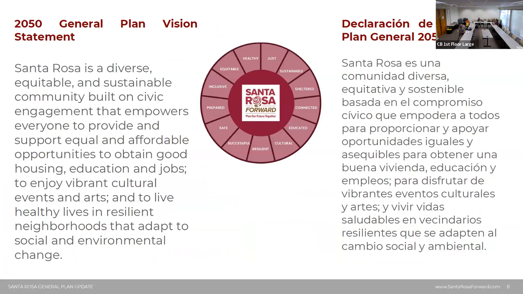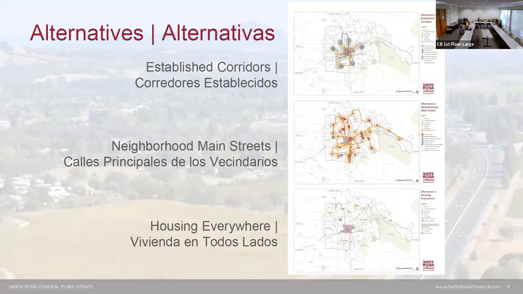The vision that we created together with the community is shown on the screen. And I actually like to read it because I think it's a vision that I like about my city and that I would like other people to think about while we're talking about the documents and the policies that are going to get us there. What we got from all the workshops that we had with the community was: Santa Rosa is a diverse, equitable, and sustainable community built on civic engagement that empowers everyone to provide and support equal and affordable opportunities to obtain good housing, education, and jobs, and to enjoy vibrant cultural events and arts, and to live healthy lives in resilient neighborhoods that adapt to social and environmental change.